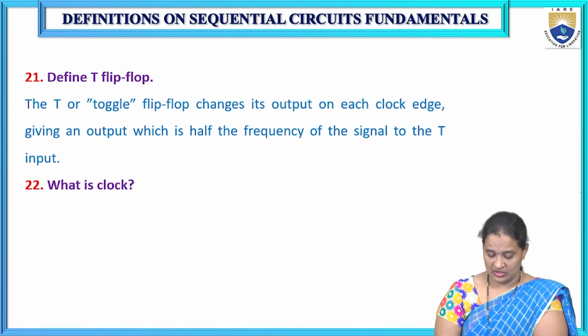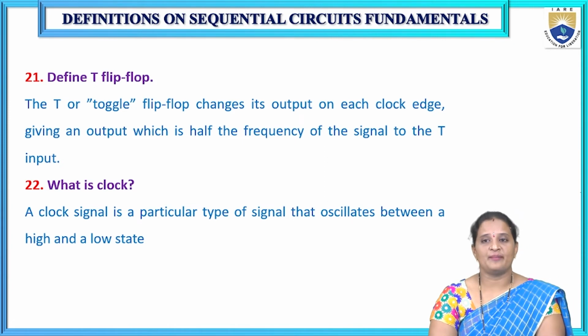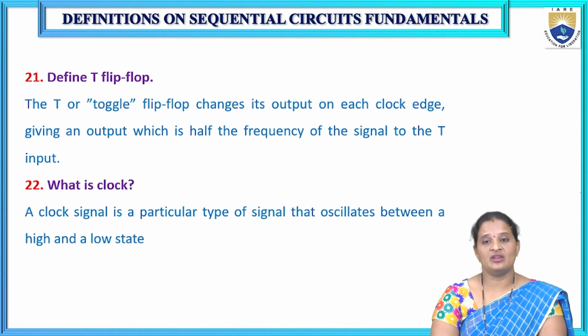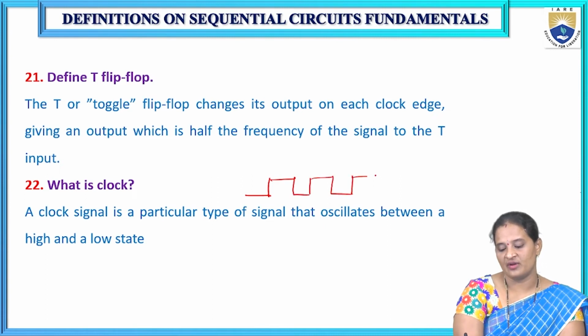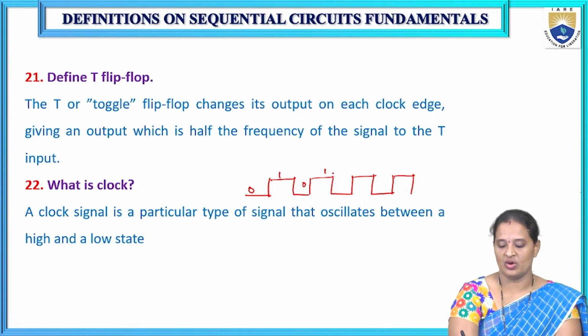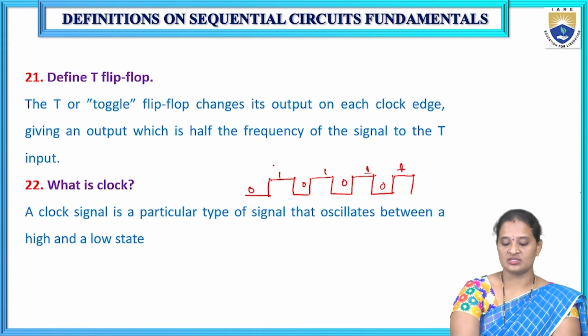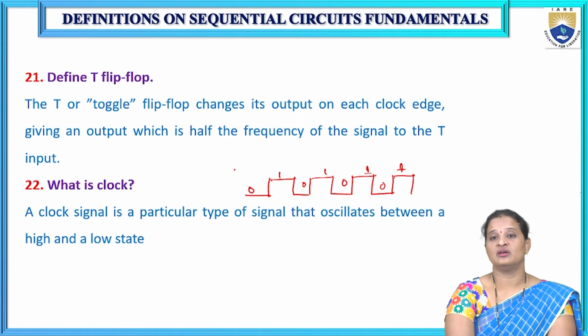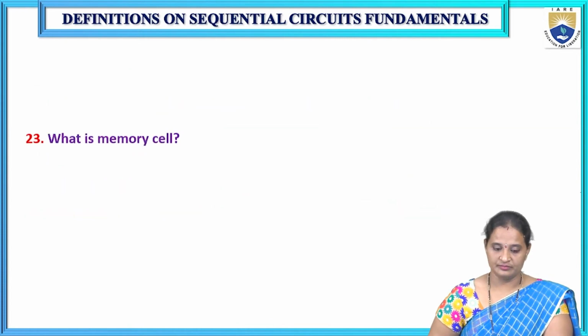What is a clock? So clock signal, define clock signal. A clock signal is a particular type of signal that oscillates between a value high and low. So in general, we can represent the clock signal like this, where it will be varying continuously in between 1 and 0. This is 0, 1, 0, 1, 0, 1, 0, 1. This is a clock signal which oscillates between logic high and logic low. This is a clock signal.